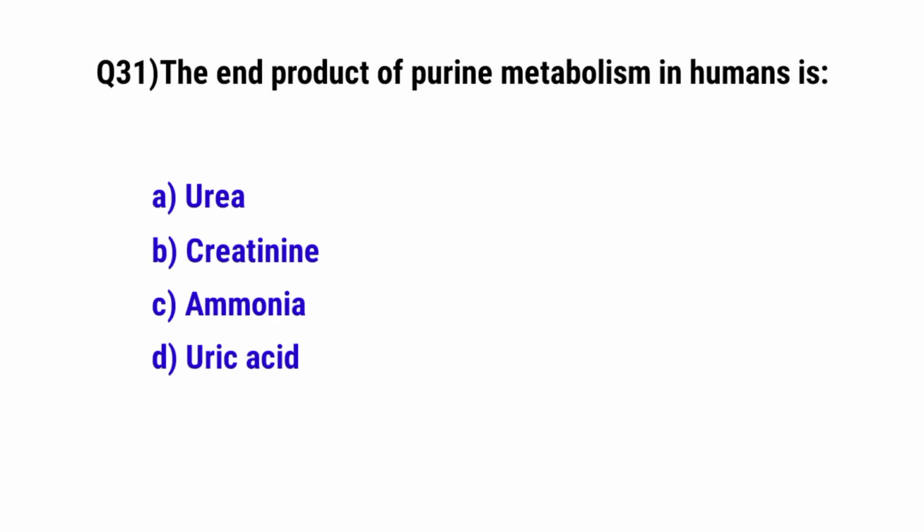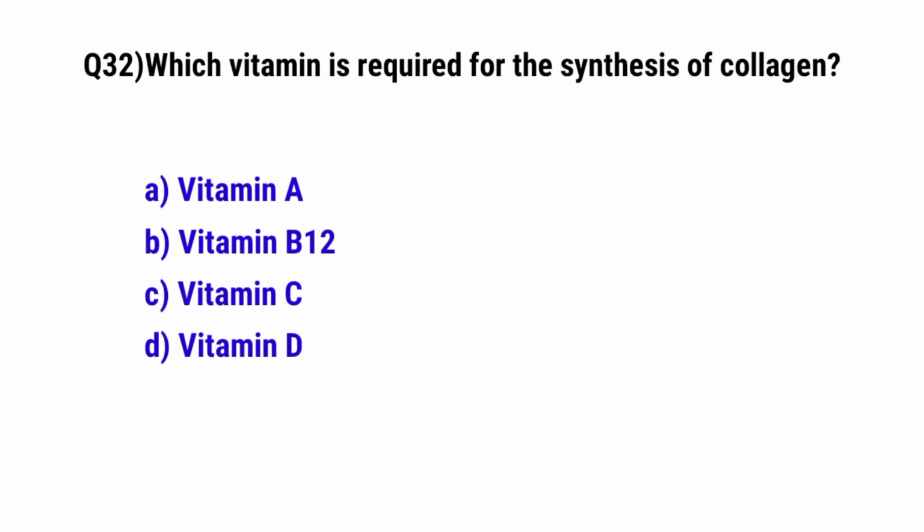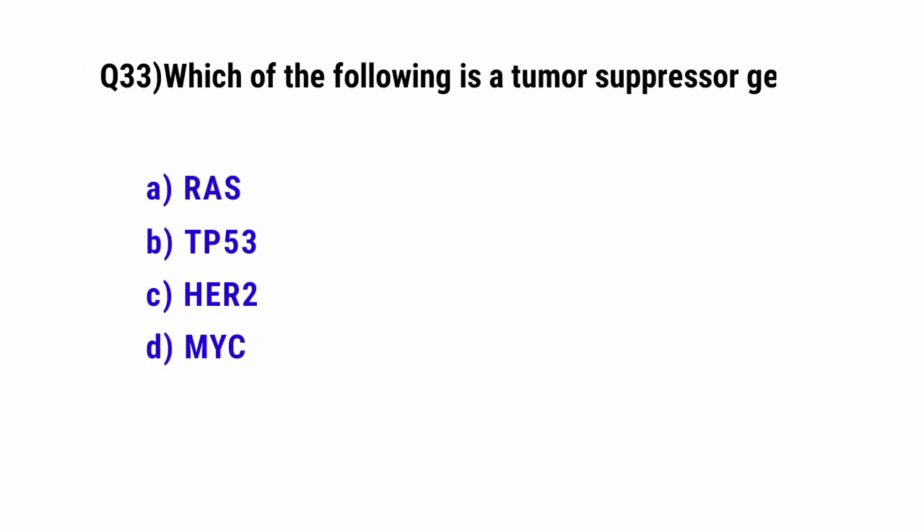Question number 31. The end product of purine metabolism in humans is? The correct option is D. Uric acid. Question number 32. Which vitamin is required for the synthesis of collagen? The correct option is C. Vitamin C.